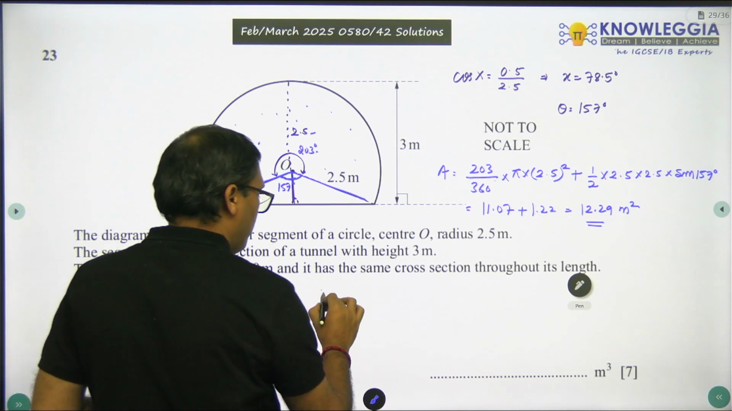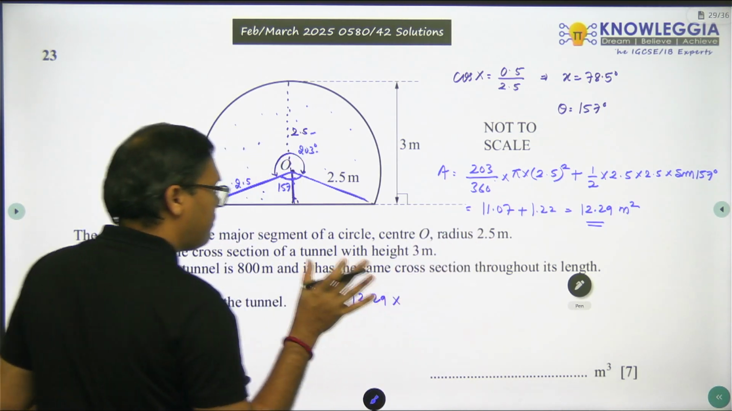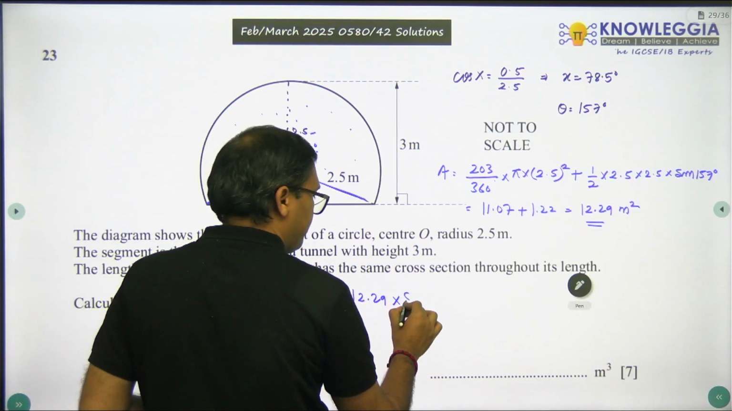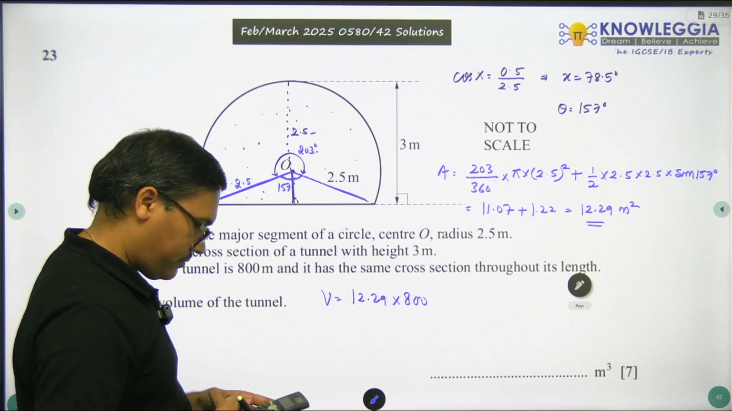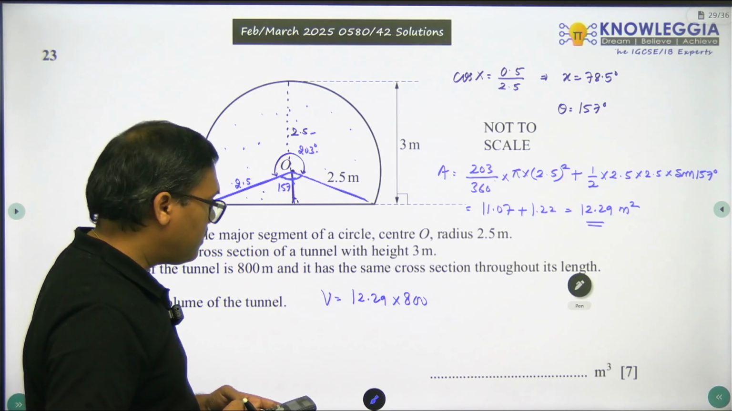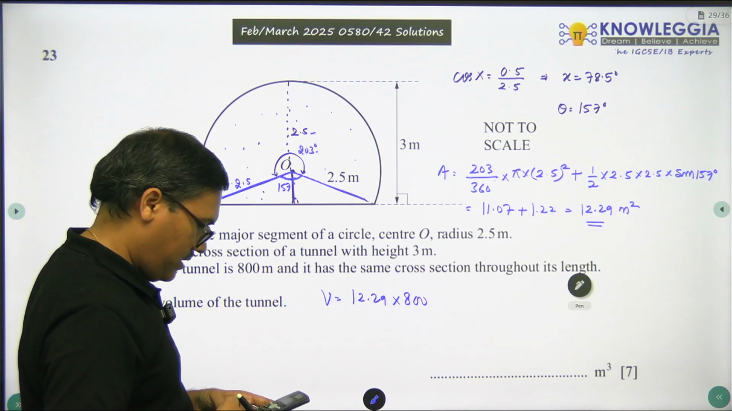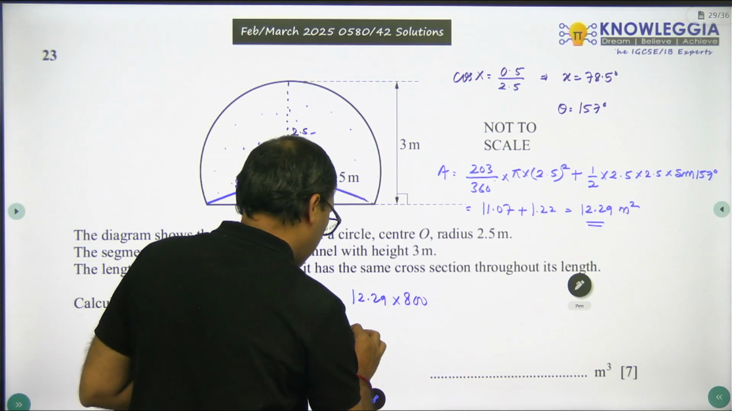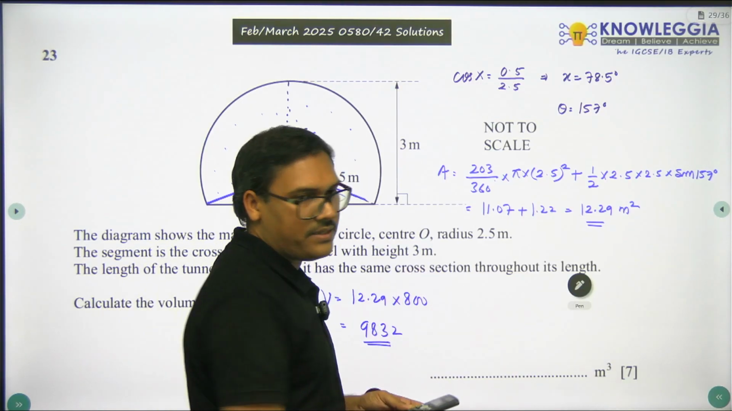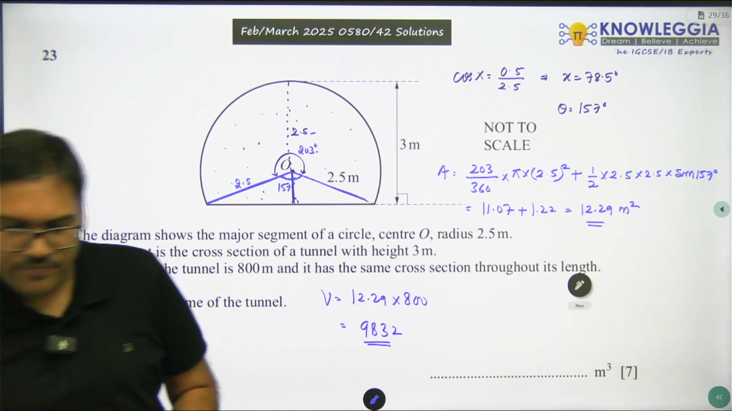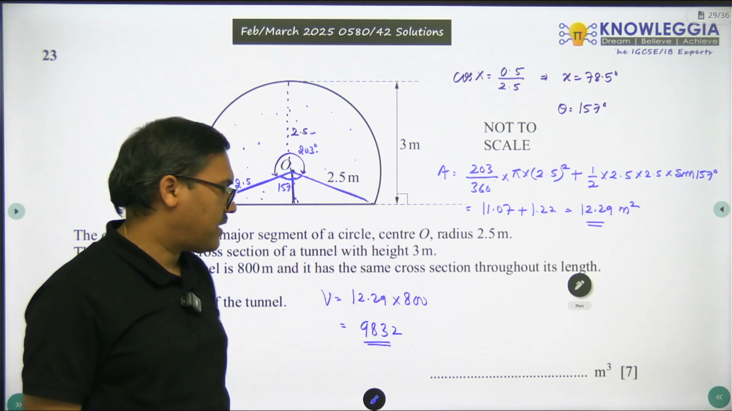So what is the volume? Volume will be equal to the area of cross section, which is 12.29, multiplied with the length. The length is 800. So just multiply 12.29 with 800. This is 9832 meter cube. Let's check the answer. Yes, this is the correct answer, 9832. Just approximate, you can calculate this value.